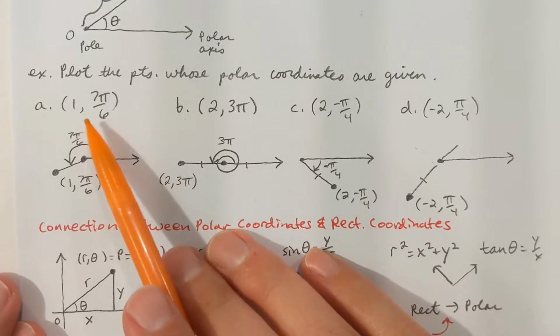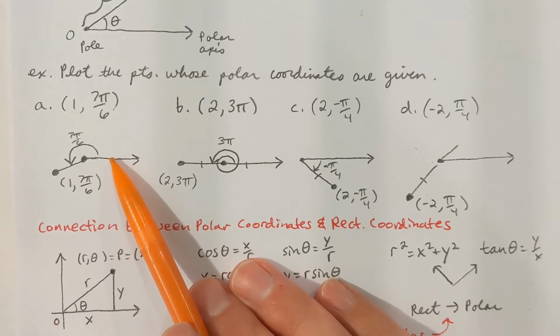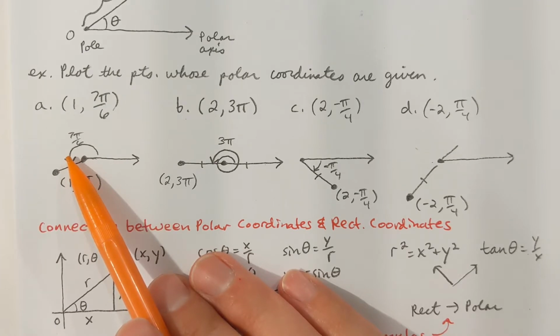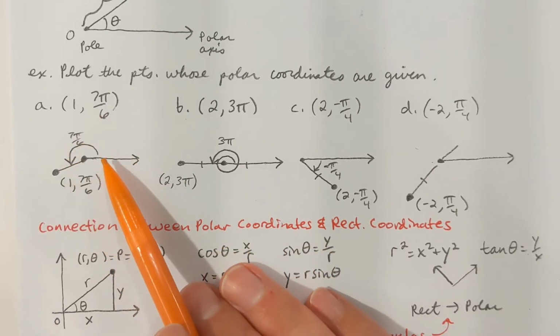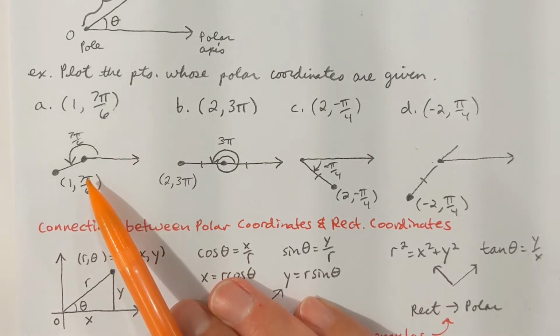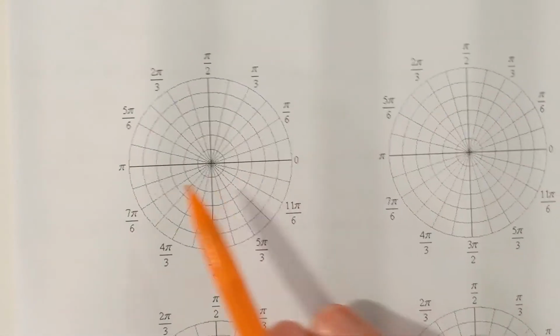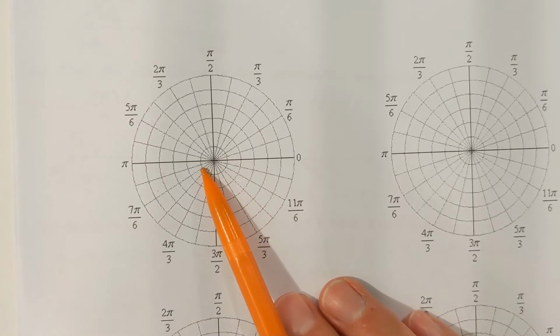So if I want to plot the point 1, 7 pi over 6, I need to begin at the pole, and I need to go 1 unit out on the polar axis, and then I need to rotate that point counterclockwise by 7 pi over 6 radians. Like we've done before, a positive angle means that you're going counterclockwise, a negative angle means that you're going clockwise. So here'd be my point then in quadrant 3, which would be my answer. On this graph, here's the 7 pi over 6 radial line, and I would simply go 1 unit out on that radial line and plot that point right there.